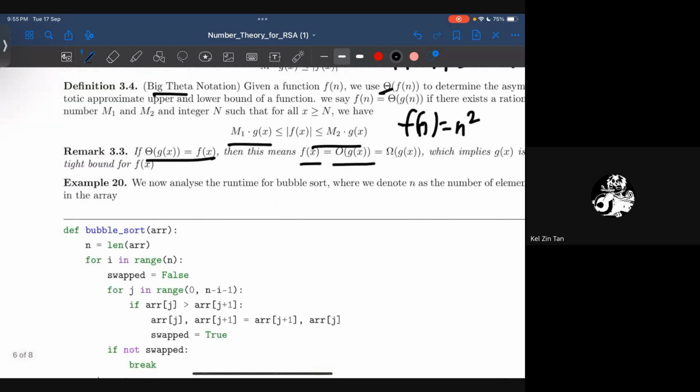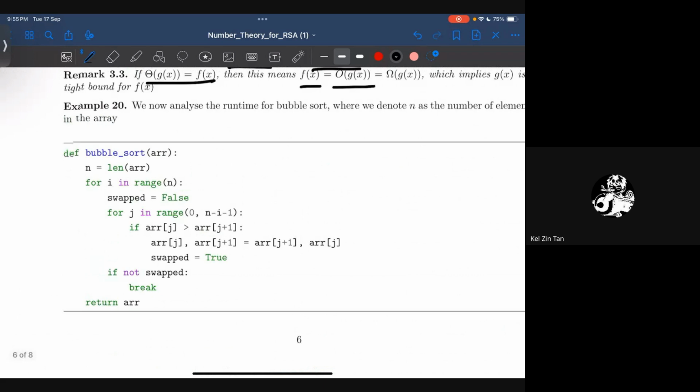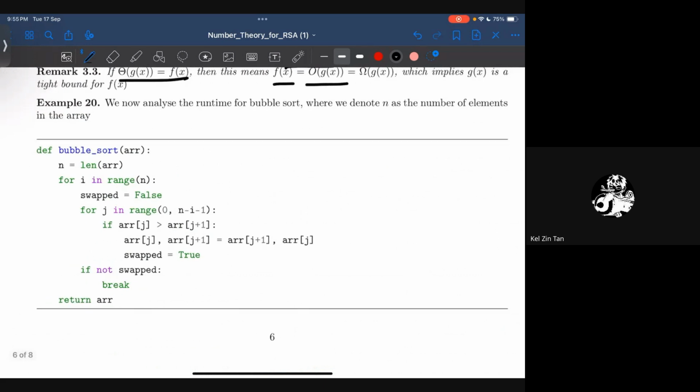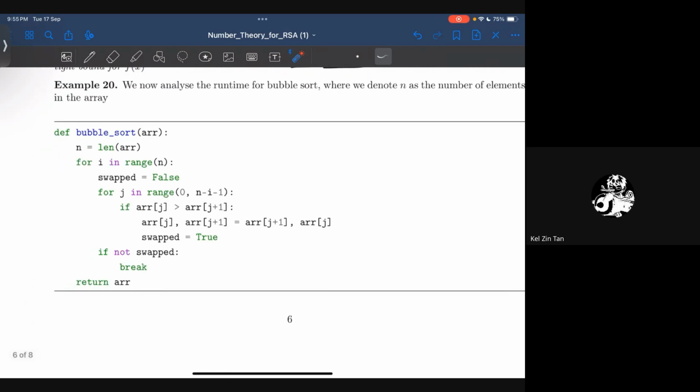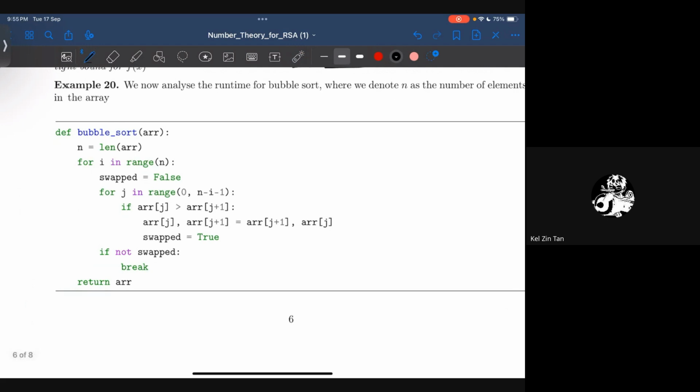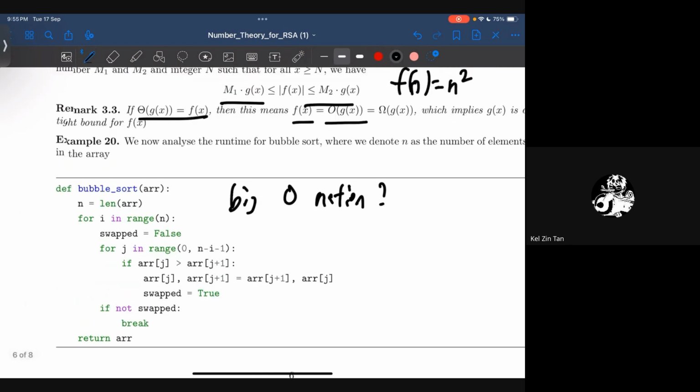So now let's analyze the running time for bubble sort. This is our final exercise for the day. How do we do it? For bubble sort, what is the big O notation and the big omega notation?